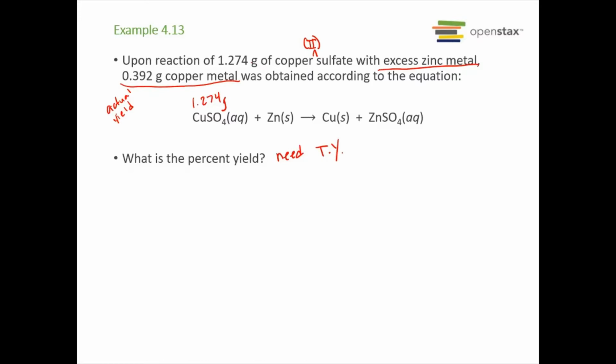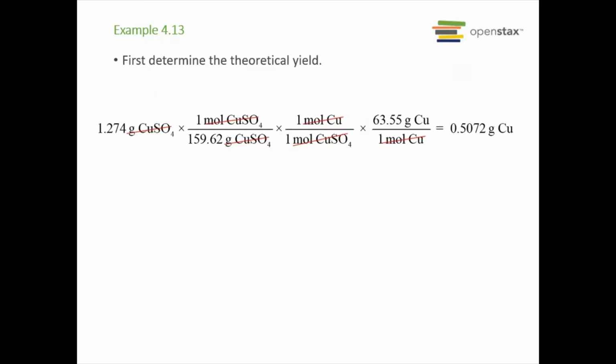To do that, we're going to use stoichiometry. So we start with our grams of copper sulfate. This is just like we do with you guys. All right, and we need to go from grams to moles using molar mass. We need to get rid of grams, so we need moles on top, grams on bottom. And that gets us moles of copper sulfate.